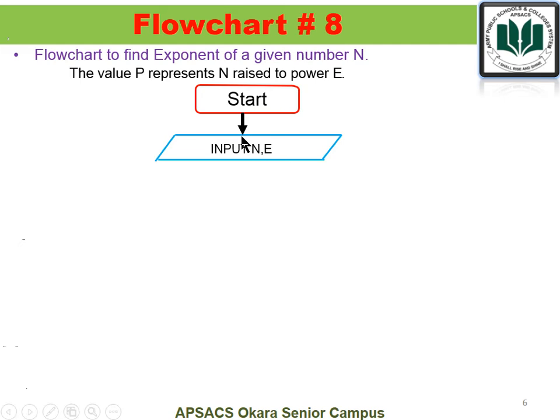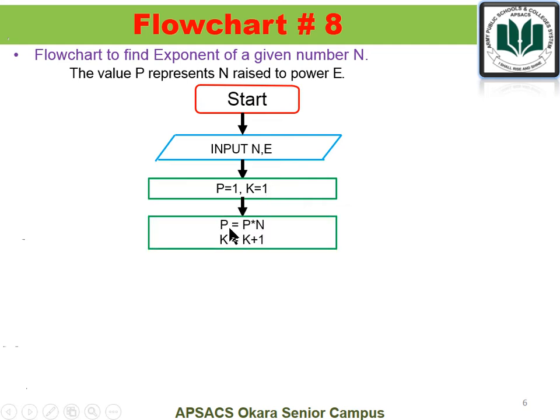Input n and e. N is a number and e is an exponent. And p is 1. P is a variable that we have declared here. Its initial value is 1, and k is also a variable and its initial value is also 1.